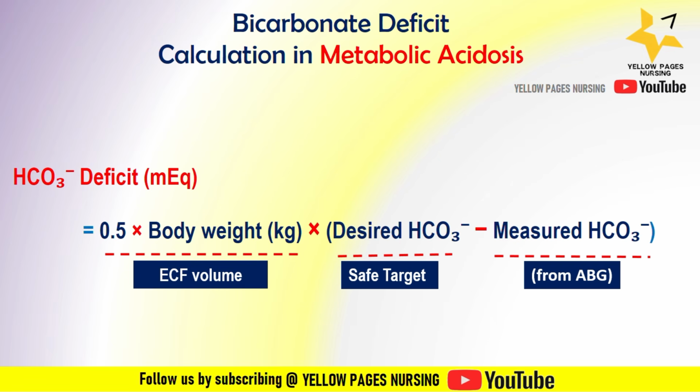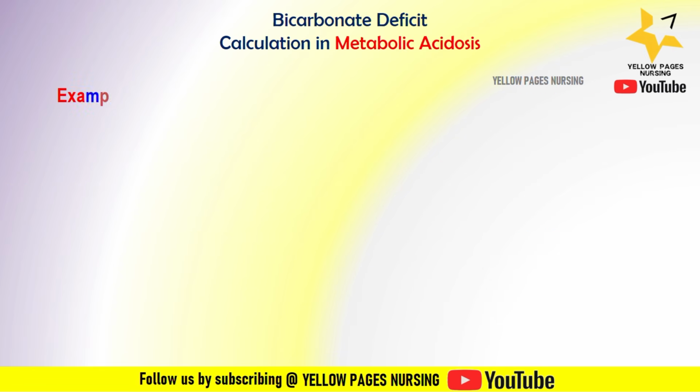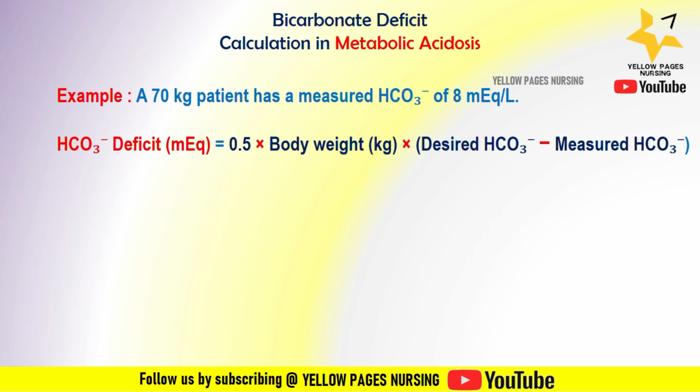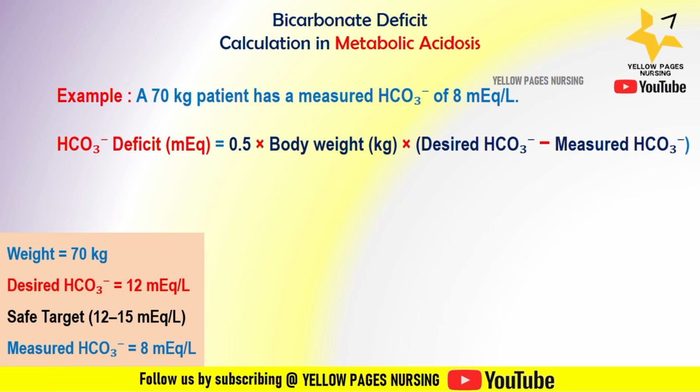Let's get the clarification by doing an example. A 70 kilogram patient has a measured bicarbonate of 8 milliequivalent per liter. Bicarbonate deficit is equal to 0.5 multiplied by body weight multiplied by desired bicarbonate minus measured bicarbonate. So as per the formula, here the weight of the patient will be 70 kilogram. Desired bicarbonate is 12 milliequivalent per liter. How did we get this?